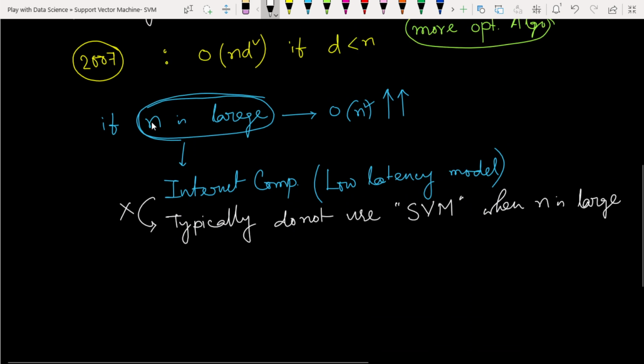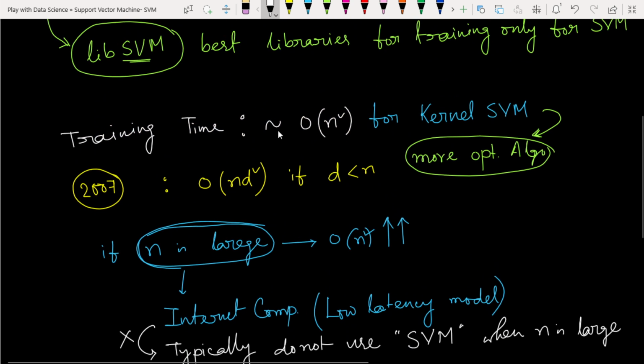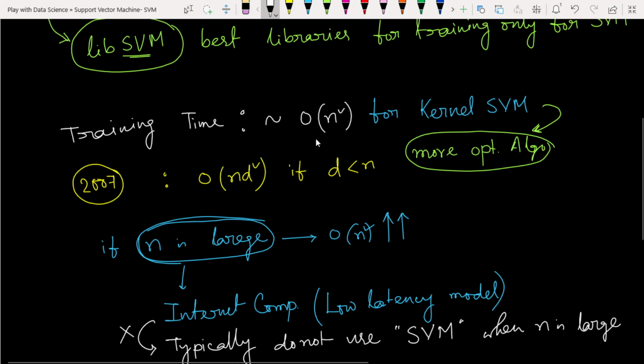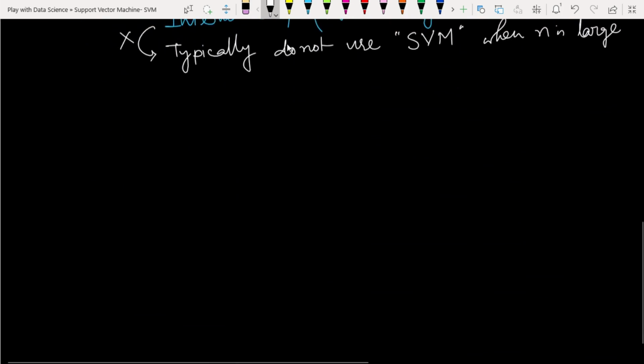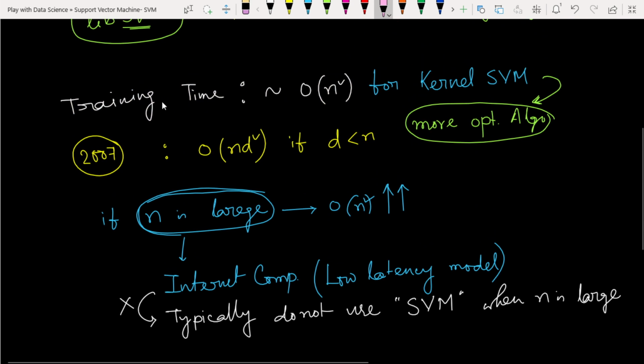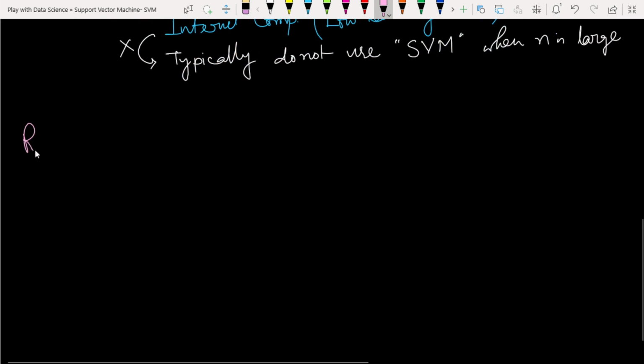This is our training time complexity, order of n square. Because of the high training time complexity, in low latency models SVM is not generally used. So this is our training time complexity. Now let's see what the runtime complexity of SVM is.